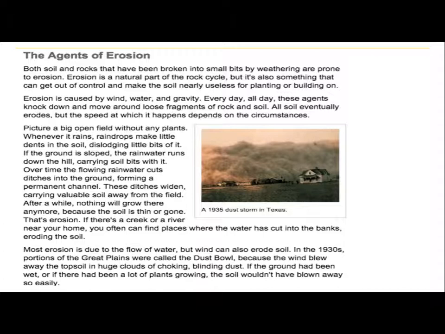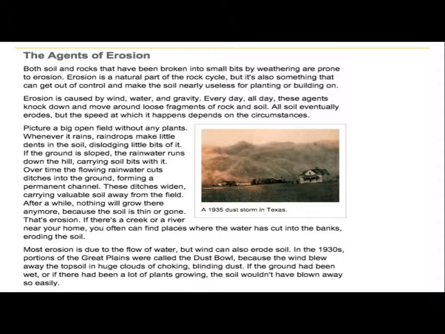What's the next big area of your notes? So what is this talking about? All the factors. It says, all soil eventually erodes, but the speed at which it happens depends on the circumstances. This is talking about the factors. Now look at your next portion. What does it say, right before the bullet? I'm sorry, after what we just wrote. Explain how a permanent channel is formed by erosion.